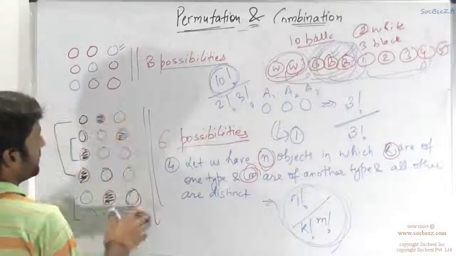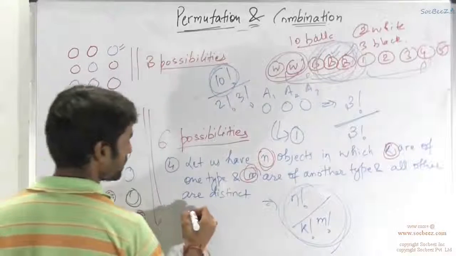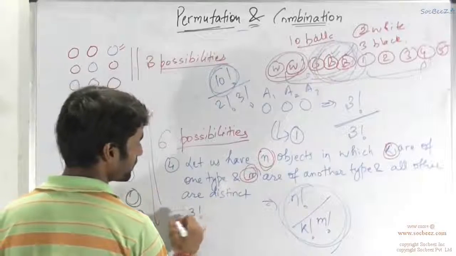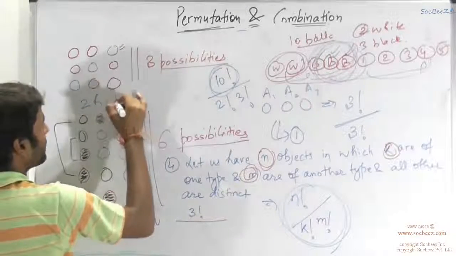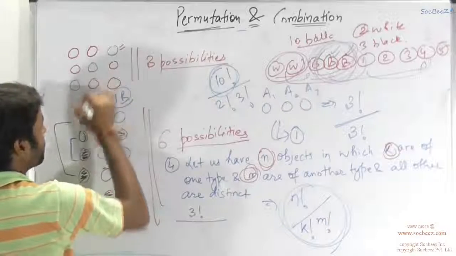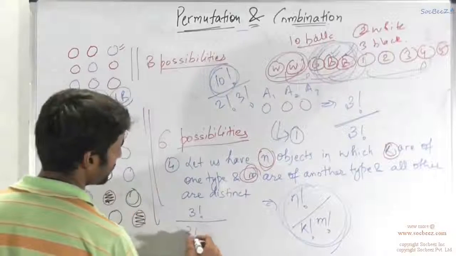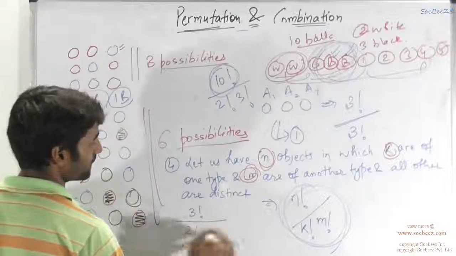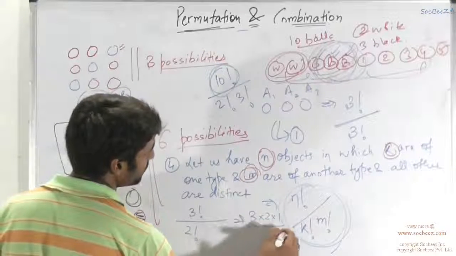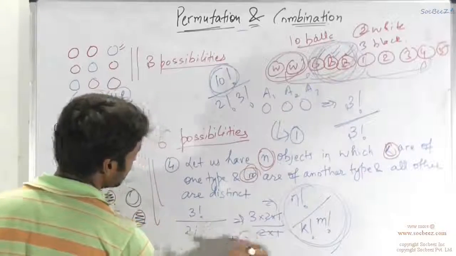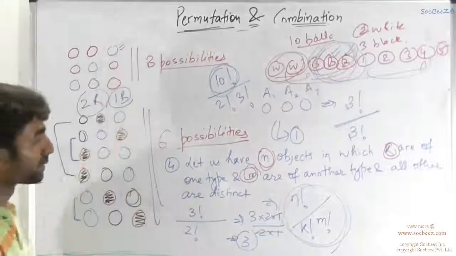So as we did in this case, there were 3 balls. So the answer would be 3 factorial upon, there are 2 of the type red and 1 is of the type blue. So we divided by 2 factorial. That is, this is 3 into 2 into 1, and this is 2 into 1. So this is 3. And this is what we get by just enumerating.